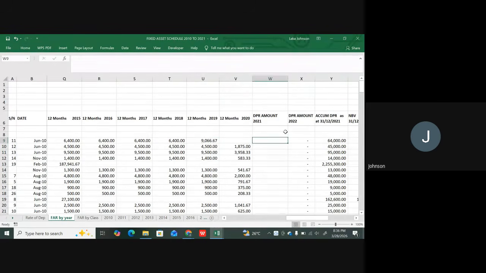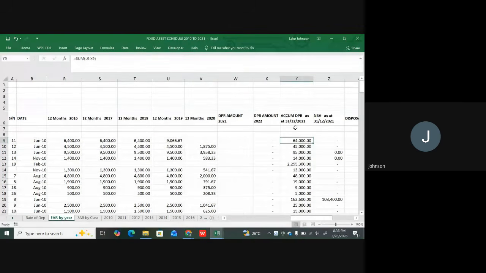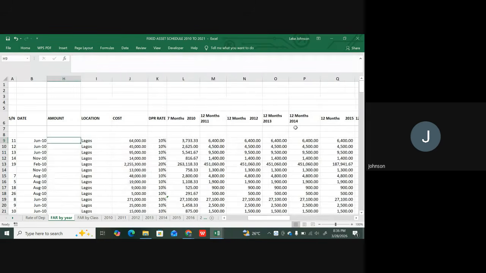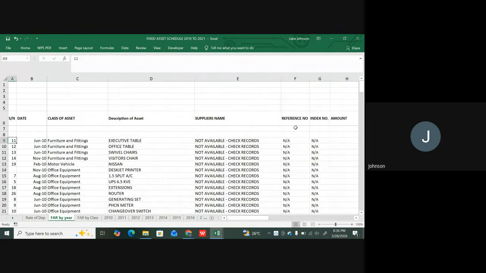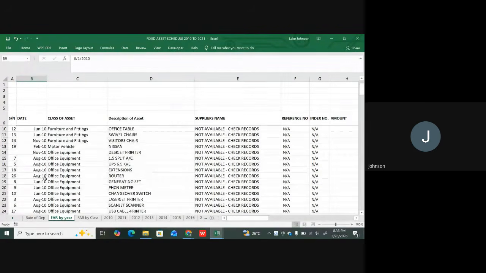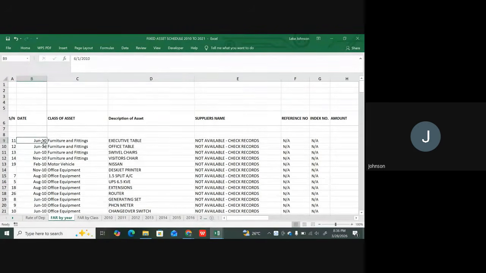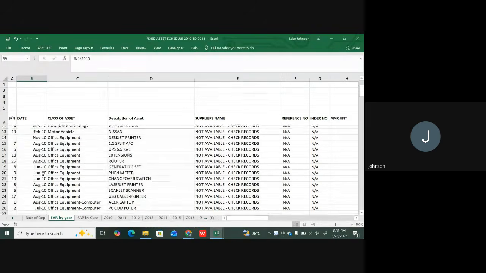So from there, you're going to be getting your accumulated depreciation, by summing everything together to give you what the accumulated depreciation is going to be. So you're going to do the same procedure for all the assets that you purchased in 2010. So we are arranging it based on year, okay? Based on year. So this is 2010, right?